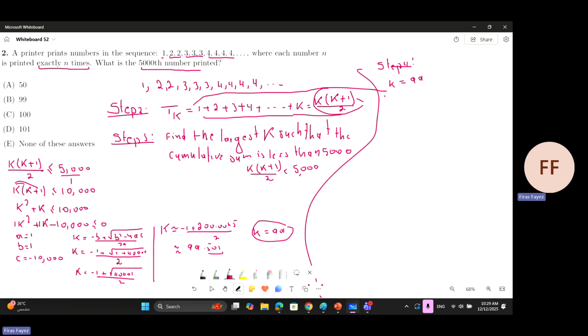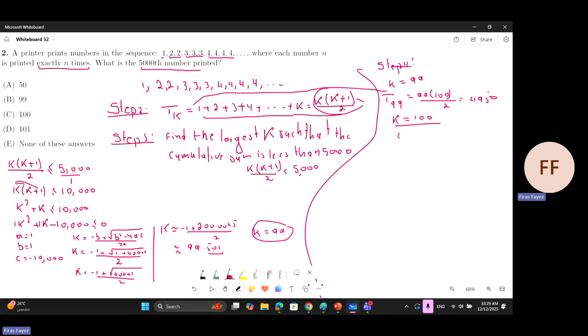So T99, equal k, this is 99 times 99 plus 1, this is 100, over 2. So this is 100 divided by 2, 50. 50 times 99, this is 4,950.